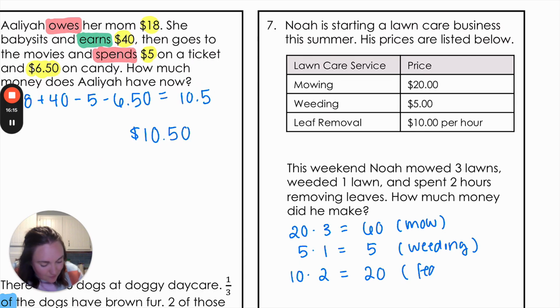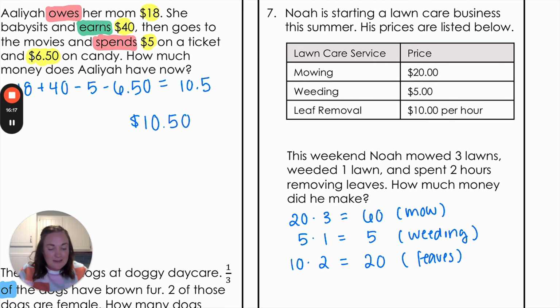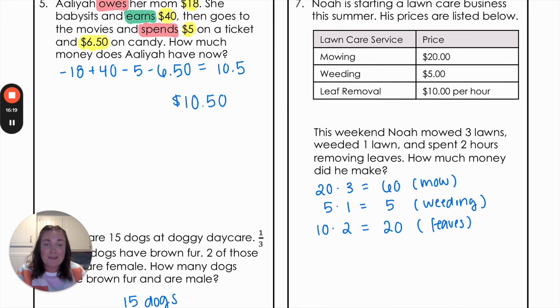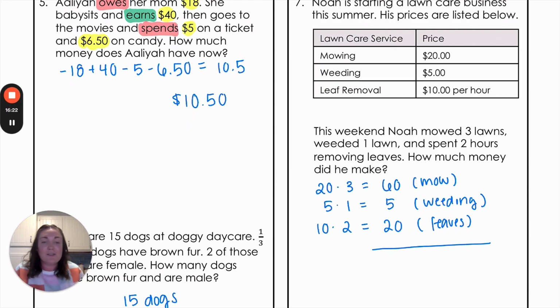Now, if we want to know how much total money he made, right, we're going to add all of those up. So 60 plus 5 gives us 65, plus 20 gives us $85 total that Noah earned.